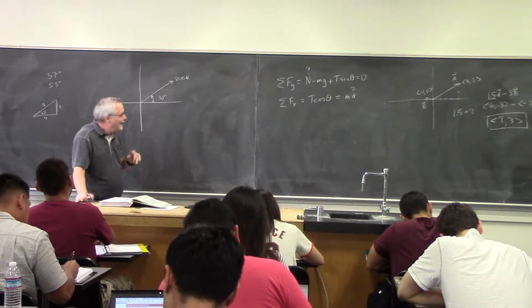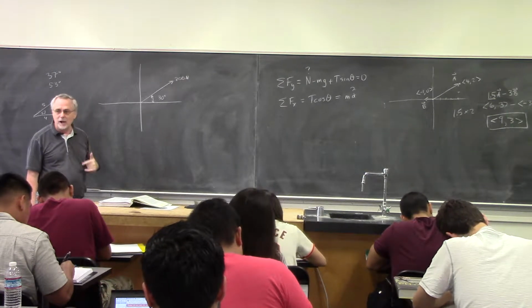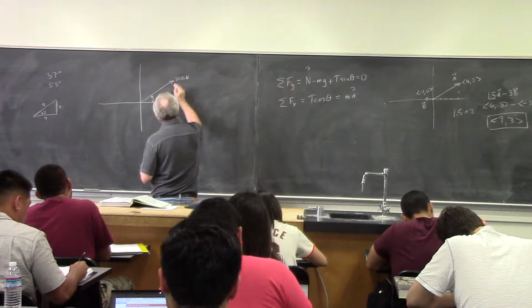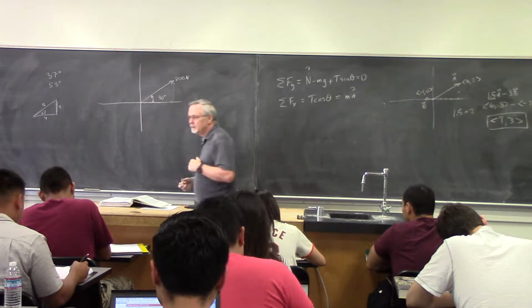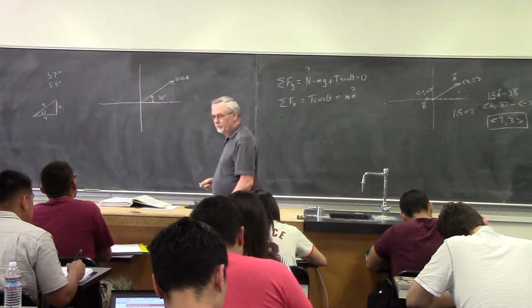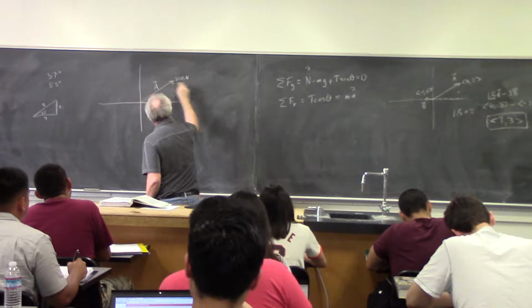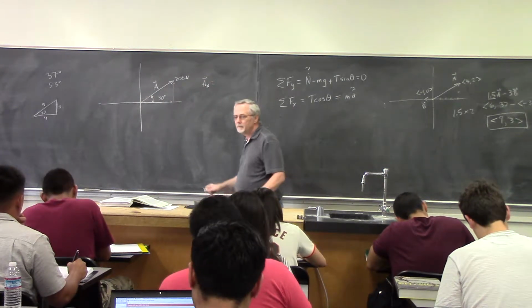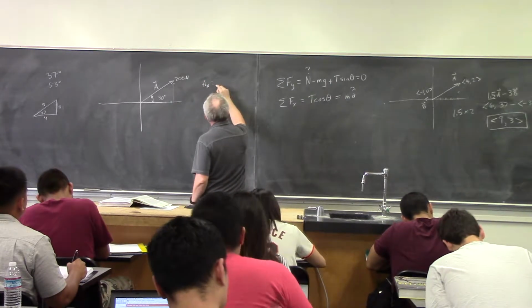Now if I were going to add this to another vector, I would need to get it into rectangular form. How do I get this into rectangular form? I need to know what the coordinates of this part are. So I need an x value and I need a y value. And we should, from what we've done the last couple of days, know how. I'm going to call this A. How do I get A sub x? It's going to be A cosine theta.